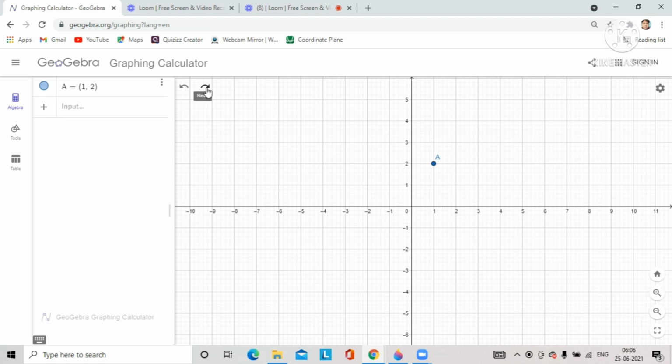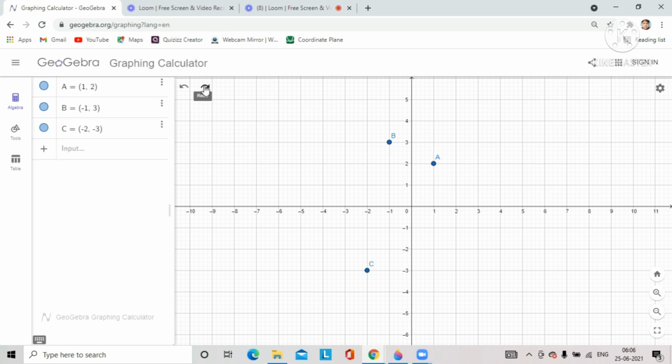The first point of mine is A (1, 2). So 1 plus to the right of origin and 2 plus above origin. So it is in the first quadrant, that is why it is positive, positive. Let us go to the second one. B is (-1, 3). B is (-1, 3), in the second quadrant. So x is negative and y is positive.